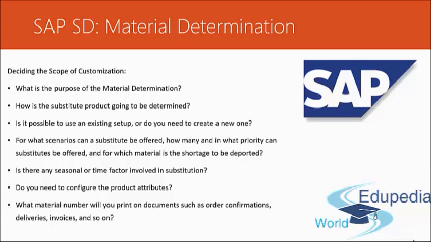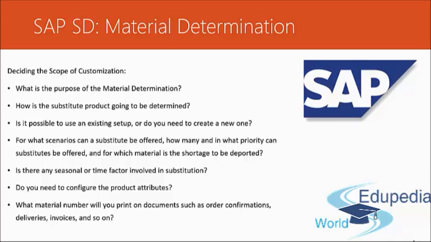Next question, is it possible to use an existing setup, or do you need to create a new one? Standard SAP provides substitution condition type A001 and item categories TAPS, TAX, along with the schedule line categories CX and PP to handle the material determination in orders. Before you set up a new customization entry, always make sure to check whether this existing setup is available out of the box in standard SAP.